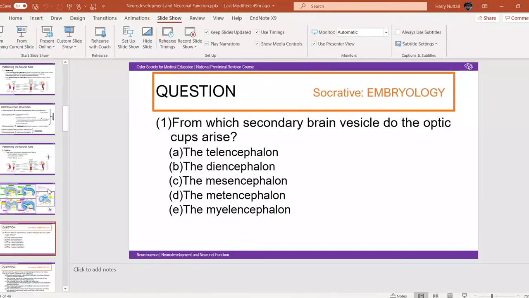Let me have a look. We have 6 students in Socrative. So do have a go at answering this one. From which secondary brain vesicles do the optic cups derive? Now, this is really harsh of me because I actually didn't explicitly say, but if you were looking at my diagrams, you might be able to remember.